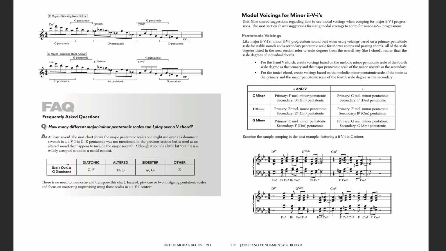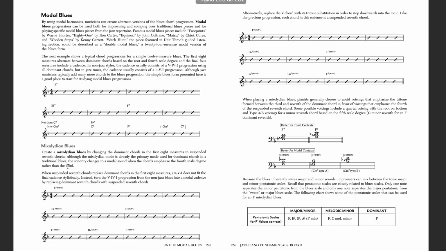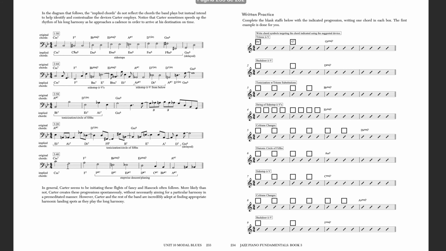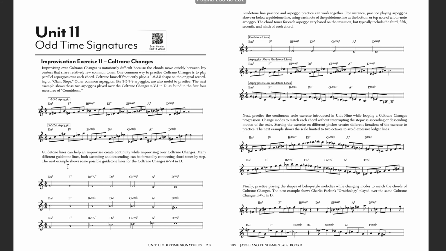So that's more about playing modal over tonal progressions. Here are your modal voicings for minor 2-5-1s. Okay, modal blues, like I said, I think it's a really interesting topic. Playing the long harmony is another way to play out, and I really show you how. I give you some written practice. The Keith Jarrett recording of "Billy's Ballad" is a great example of taking both modal and tonal approaches to playing blues.